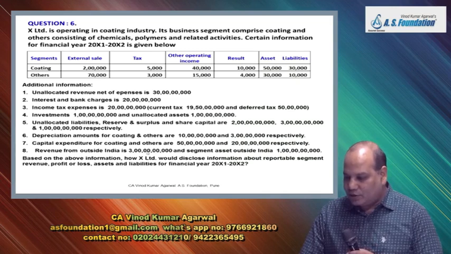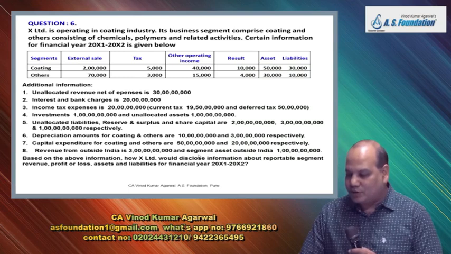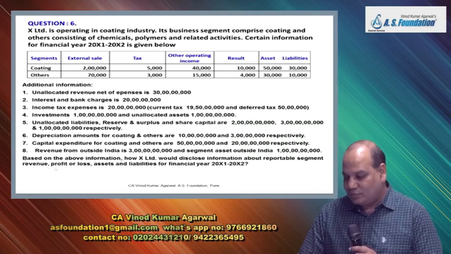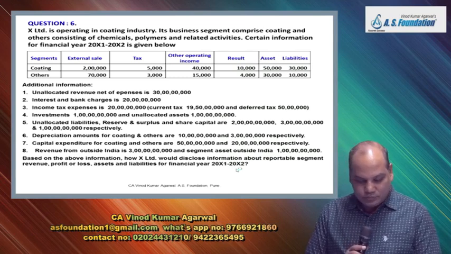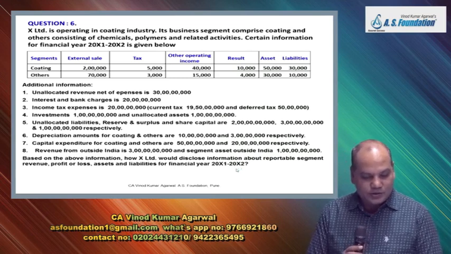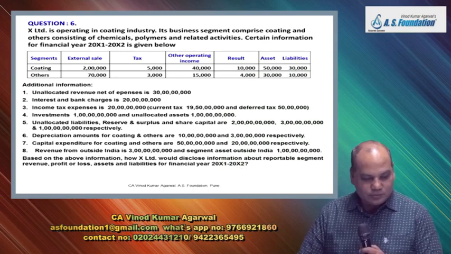Some information is given here, some is given in the table, and then you have to prepare a proper segment report. Based on the above, how X Limited would disclose information about reportable segment, revenue, profit and loss, asset and liabilities for the year 20x1 and 20x2. Okay, so now you see the answer. How do you present segment information?